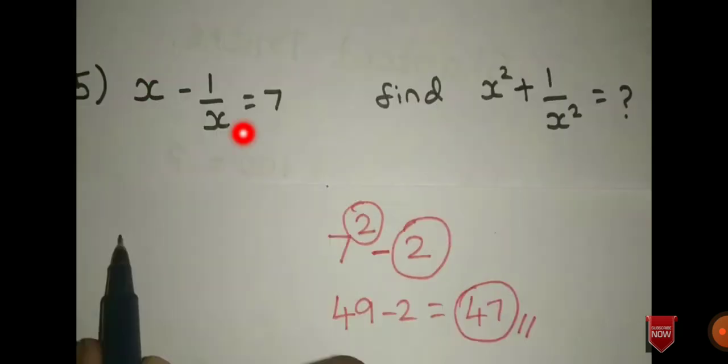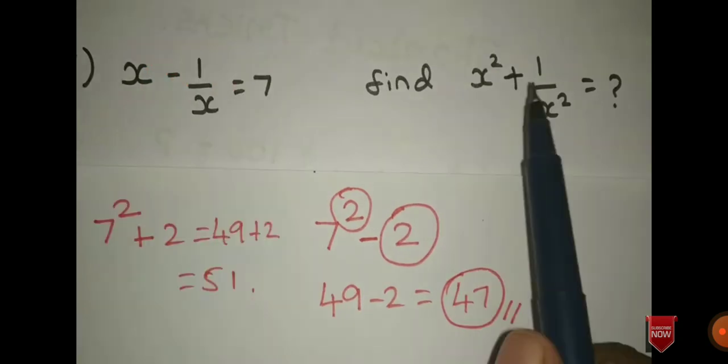So see here we are having minus. So what we will be doing? We will be putting a plus sign here. See here we are having minus, so we will be putting plus sign. So last number is 7. So 7 square, and minus means plus 2. So 49 plus 2, 51. So we will be getting an option as 51.